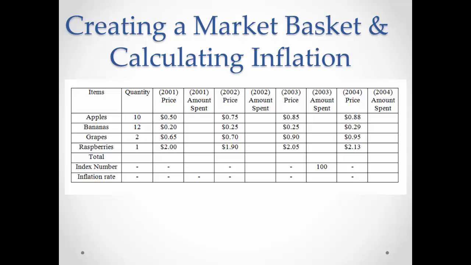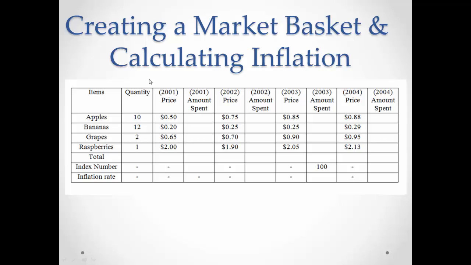Okay, let's do an example of this. So we just have a very simplified market basket that has some fruits in it. I said it's a weighted average. What I mean by that is every single year, so 2001, we have 10 apples in our market basket. In 2002, we still have 10 apples in our market basket. In 2003, we still have 10 apples in our market basket, etc. So this is what we mean by weighted average. Every single year, the quantity remains the same for the number of goods in our market basket.